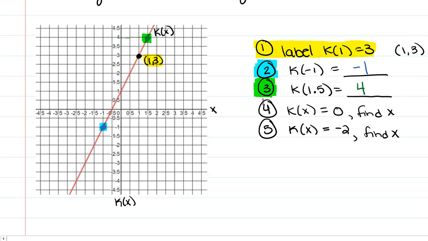All right, and now we're going to go the other way. So this time we're given the output, meaning we're given the y value, and we need to find x. So on this one, the output is 0. So I'm going to go to my k of x axis here. The output is 0. I need to go find my graph. There we go. All right, and turns out that is also the x-intercept. All right, and it looks like that is negative 0.5. So here, x is negative 0.5.